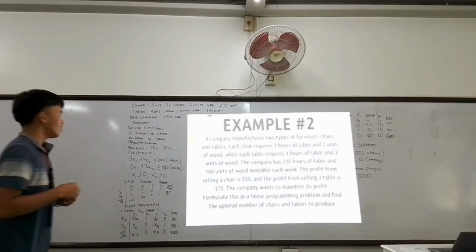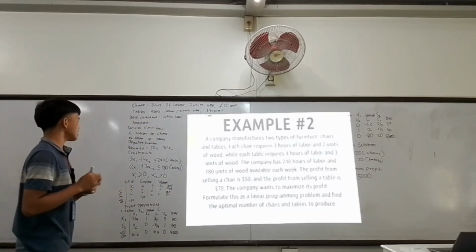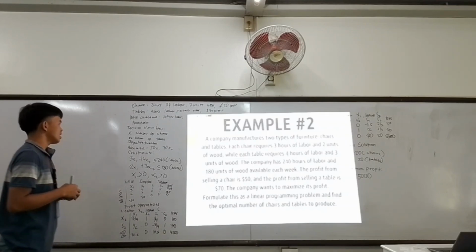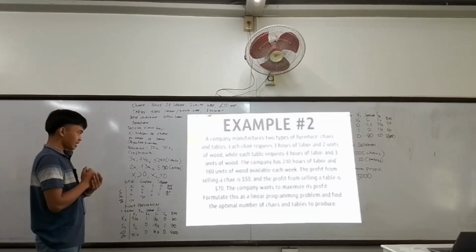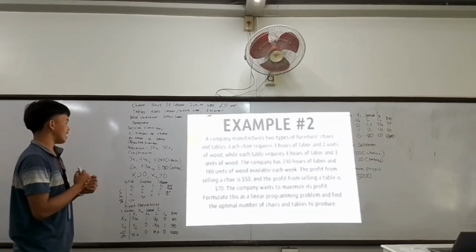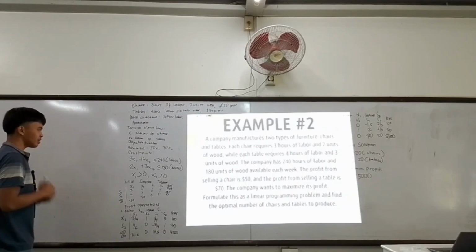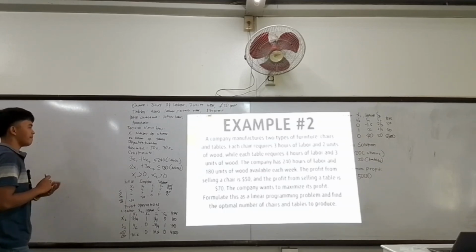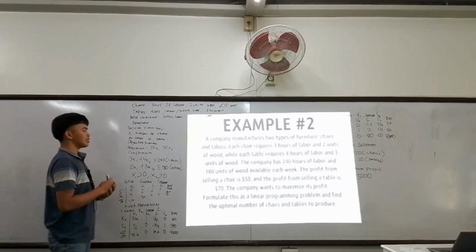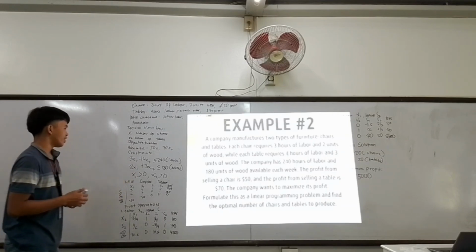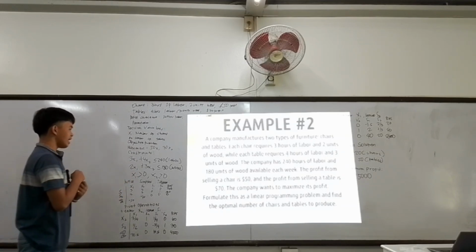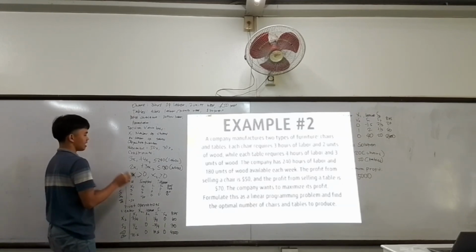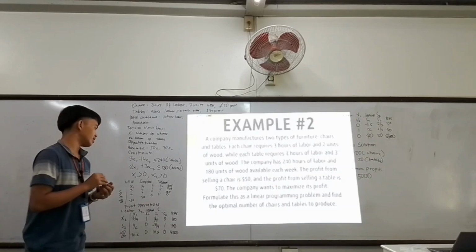So for formulation, we have decision variables. x sub 1 is the number of chairs and x sub 2 is the number of tables. So we have to maximize 50 x sub 1 plus 70 x sub 2. For constraints, or subject to, as we call it, 3x sub 1 plus 4x sub 2 is less than 240 for labor. And 2x sub 1 plus 3x sub 2 greater than 180 is for wood. So x sub 1 is greater than 0 and x sub 2 is greater than 0.